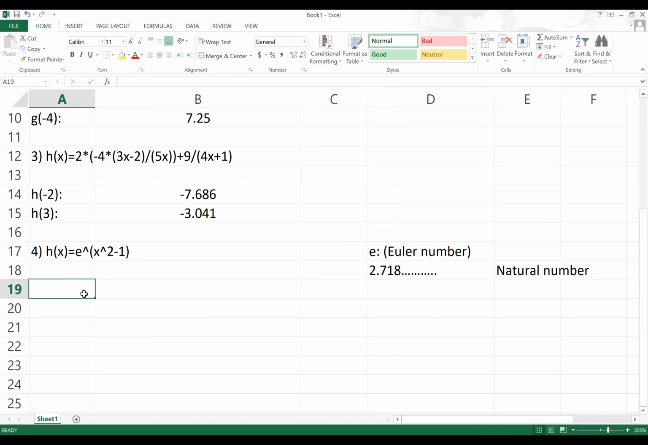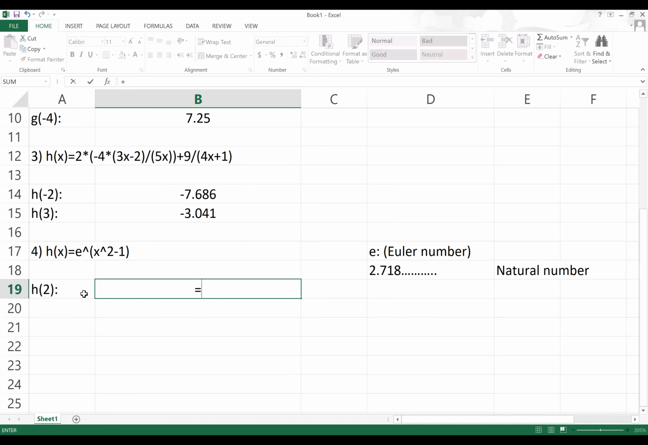So now we want to calculate h of 2. Okay. That means we're gonna put an equal sign, right, first, and then EXP, open parentheses. So e raised to this power is input as EXP. EXP representing the exponential function with the base e, and open parentheses. So we don't need this exponent sign, right? It's replaced by this expression.